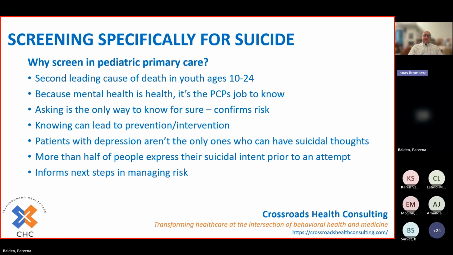So why do we want to screen specifically for suicide? We know it's the second leading cause of death in youth ages 10 to 24. I believe it's our job as primary care providers to know mental health is health. Asking about it and knowing is the only way we can confirm the risk. It leads us down the pathway to intervention. It informs the next steps that we take. And so this is why we want to start by using a suicide-specific screening measure.